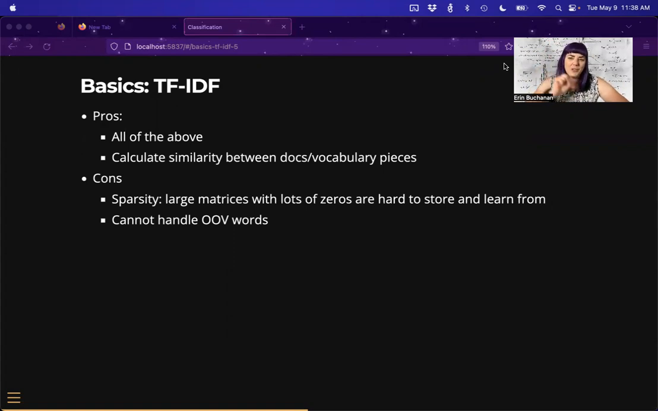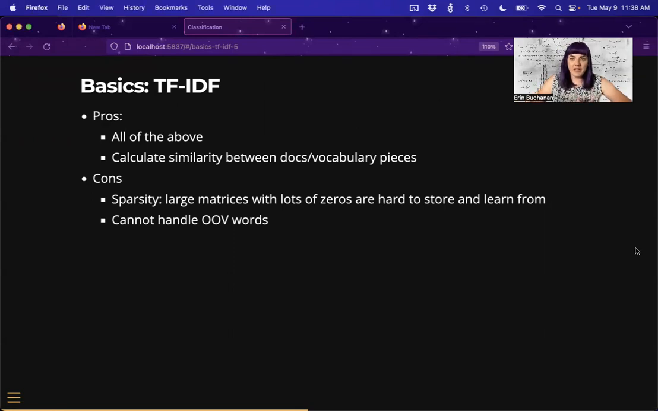Since then, I've added 2 more slides to this section that show you how to calculate similarity, because I realized in looking at this lecture that I had talked a lot about calculating similarity between documents and vocabulary, but I hadn't actually shown you how to do it. So let's add that right now and then continue on our path of feature extraction methods.